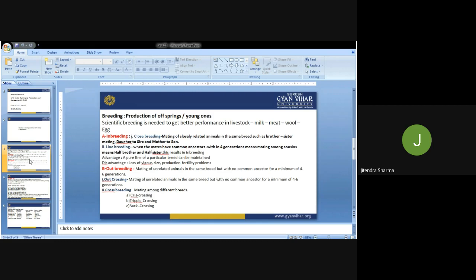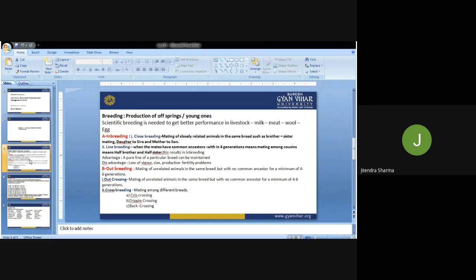But close breeding is clearly a method where we breed related animals. For example, brother sister, or mother son, or sire daughter. If we are doing that breeding, it is known as close breeding. Then we have the second one, line breeding, when the mates have a common ancestor. It means at least one generation gap is left. It means we mate within cousins, uncle and niece, nephew and aunt. If that kind of arrangement is there, we call it line breeding. It includes half brother and half sister.